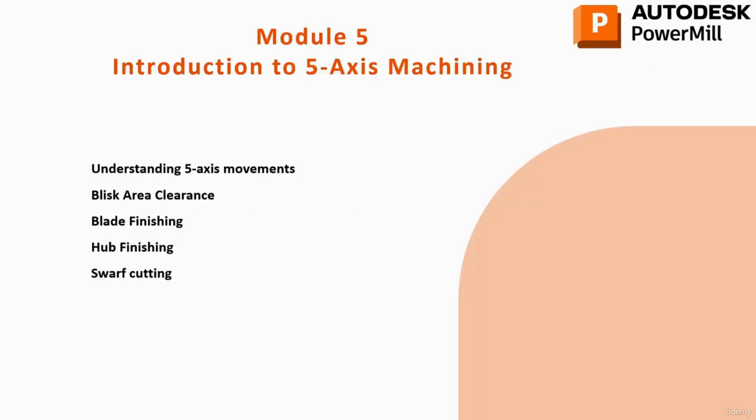So we have started module number 5, which is all about the introduction to 5-axis machining, and we discussed understanding 5-axis movement and blisk area clearance. Right now we have to move forward with the blade finishing operation. We have to discuss how we can perform the blade finishing. If you have a concept about the blisk area clearance, it will be very easy for you to understand the blade finishing operation, where we set up unlimited operations or limited parameters for the blade finishing as well. So let's get started.